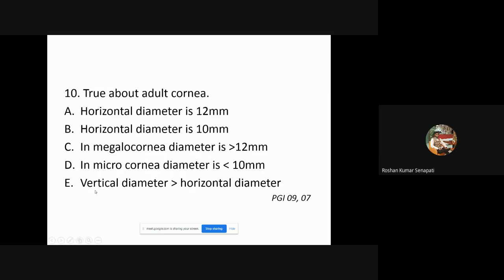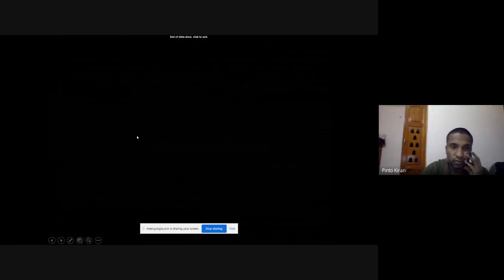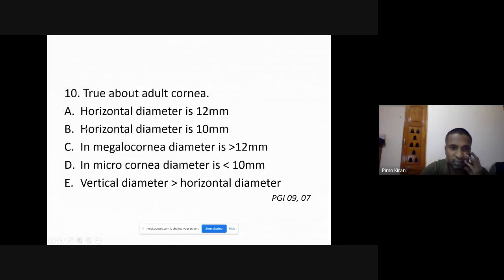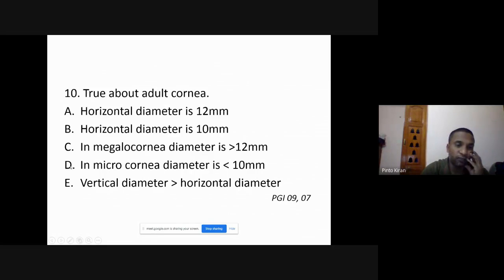Next, the last option is vertical diameter being more than the horizontal diameter. This also I told you: horizontal diameter is more than the vertical diameter. So this is a wrong option. The first one is a correct option, the second is wrong, the third is correct, and the fourth is correct. B and E are the wrong answers.